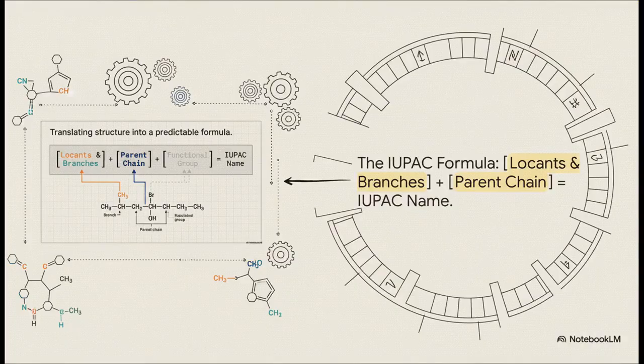And this is basically the secret decoder ring. It shows that every standard IUPAC name is really built from just two core parts. First, you have to identify the parent chain. That's the main backbone of the molecule. Then you describe all the locants and branches, which are really just the decorations and their exact addresses on that backbone. You put those two pieces together and bam, you have the molecule's unique identity.